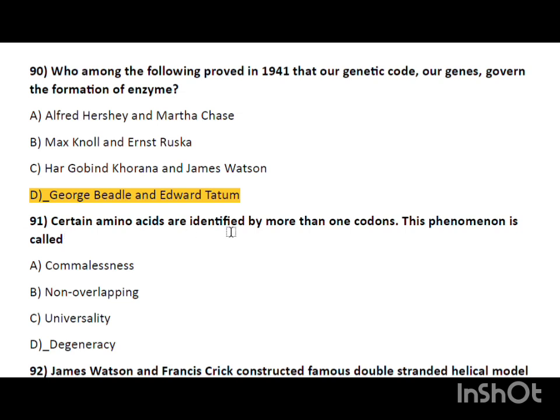Then question number 91. Certain amino acids are identified by more than one codon. This phenomenon is called: option A commaless, option B non-overlapping, option C universality, option D degeneracy. The correct answer is option D, degeneracy.